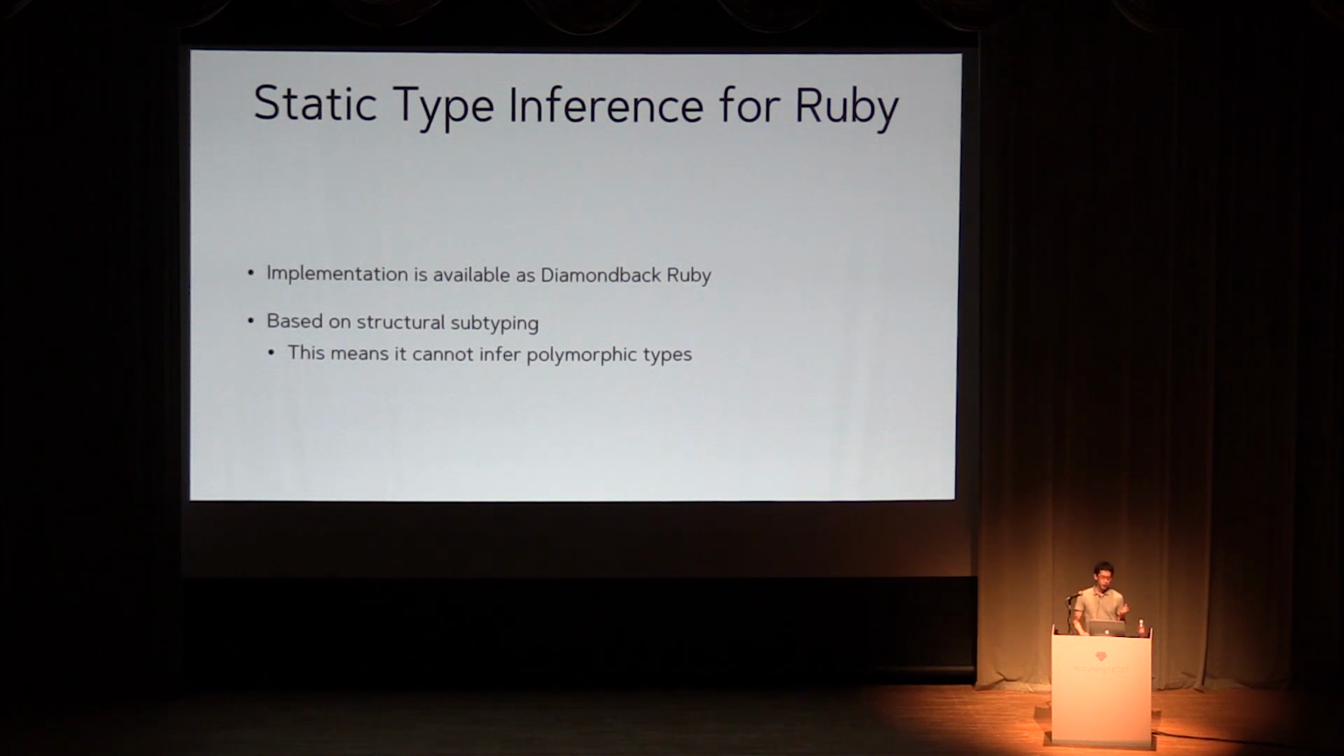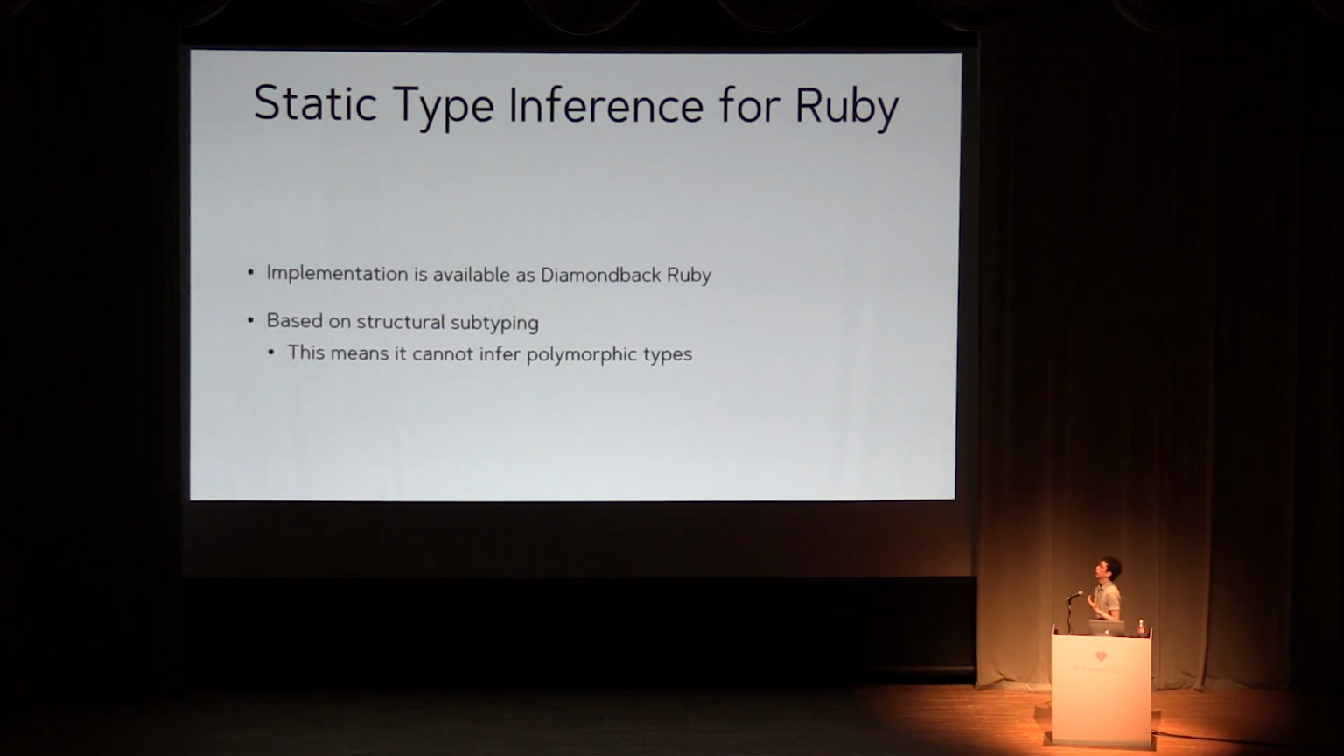Let's see the first paper, static type inference for Ruby. Their implementation is still available at Diamondback Ruby. In fact, we can download the implementation and try that with our programs. But it has not been updated for 9 years or so. Yesterday I tried to download it, but I didn't build that.